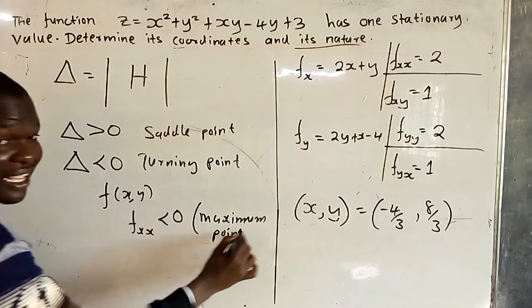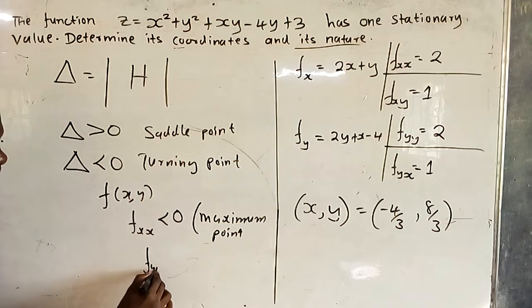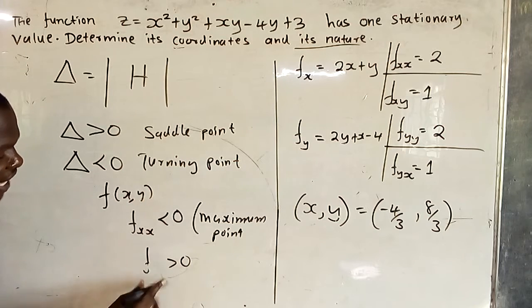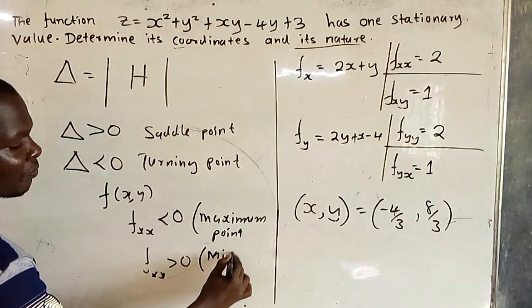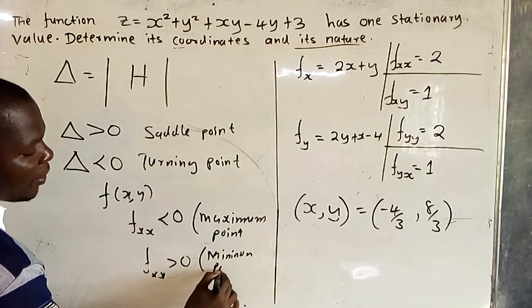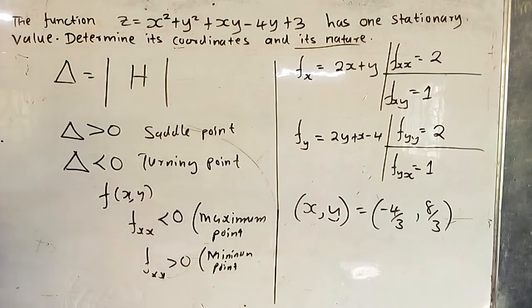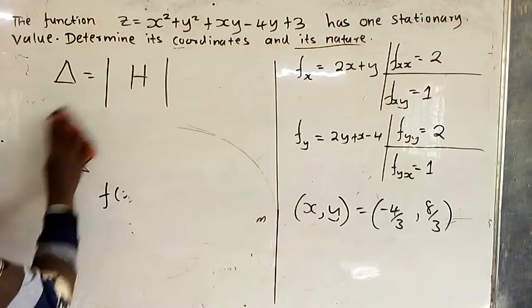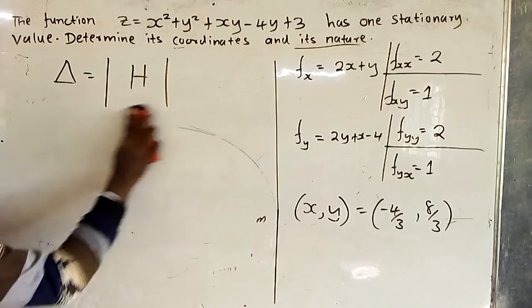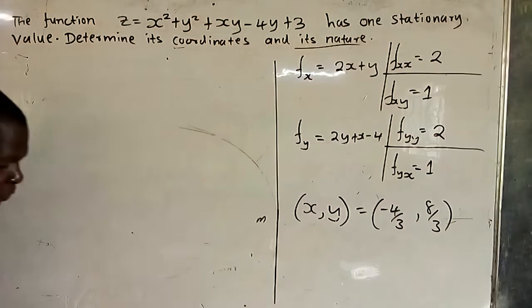Are we together? Then if f of xx is greater than 0, then it is a minimum point. That is just an explanation of what we want to do, okay? So can we first see how we construct a Hessian matrix, isn't it? How do we construct a Hessian matrix?